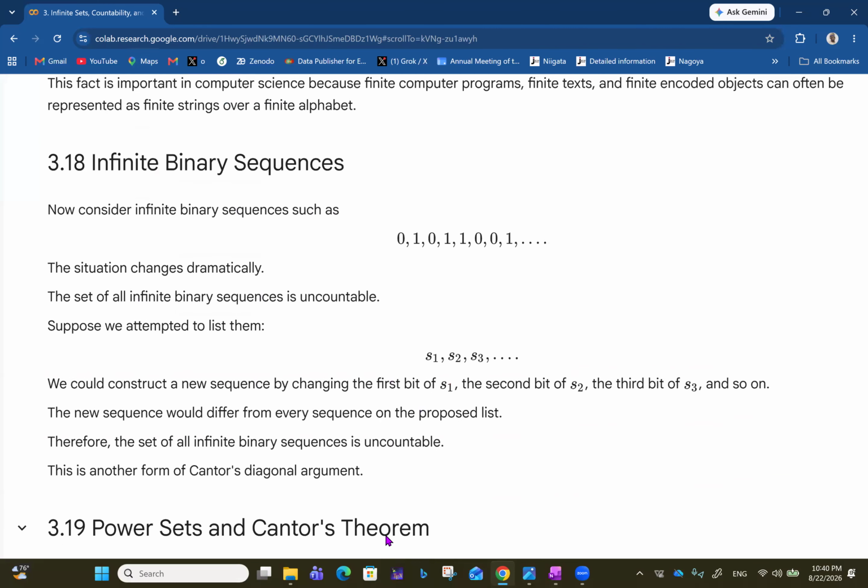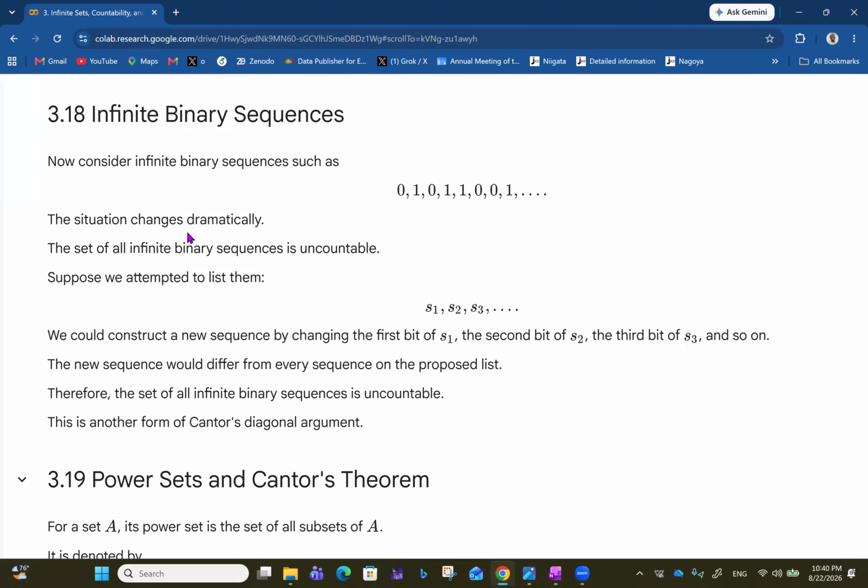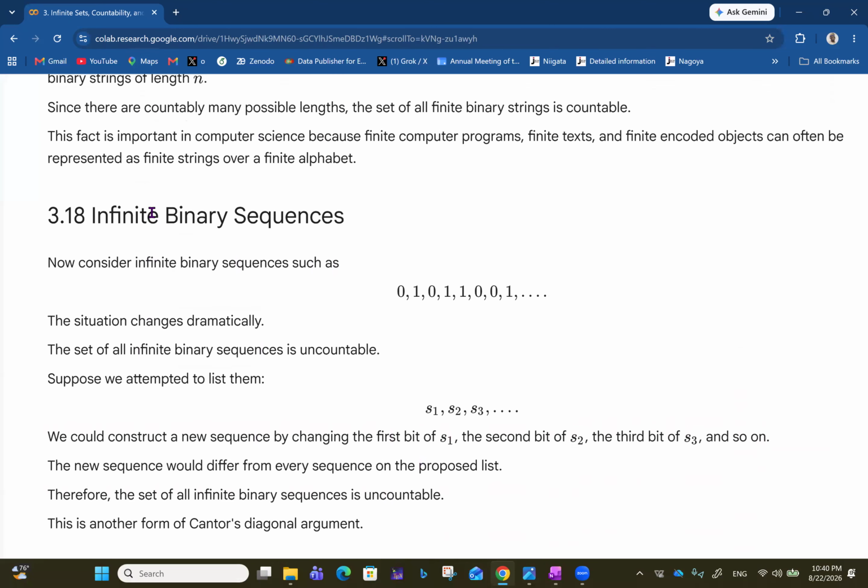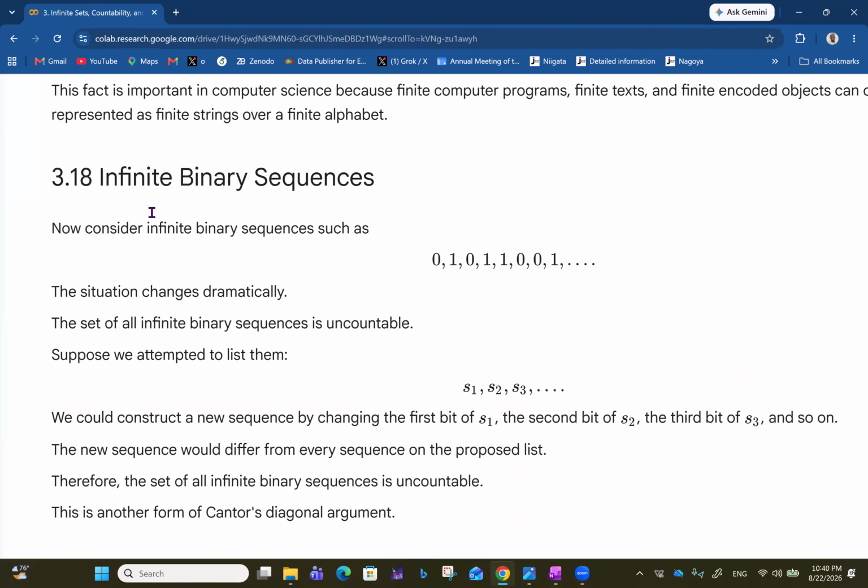Then we have infinite binary sequences. Now consider infinite binary sequences such as this. You have 0 1 0 1 1 0 0 1 like that. The situation changes dramatically in this case. So the set of all infinite binary sequences is uncountable like this, because the numbers can just go on.